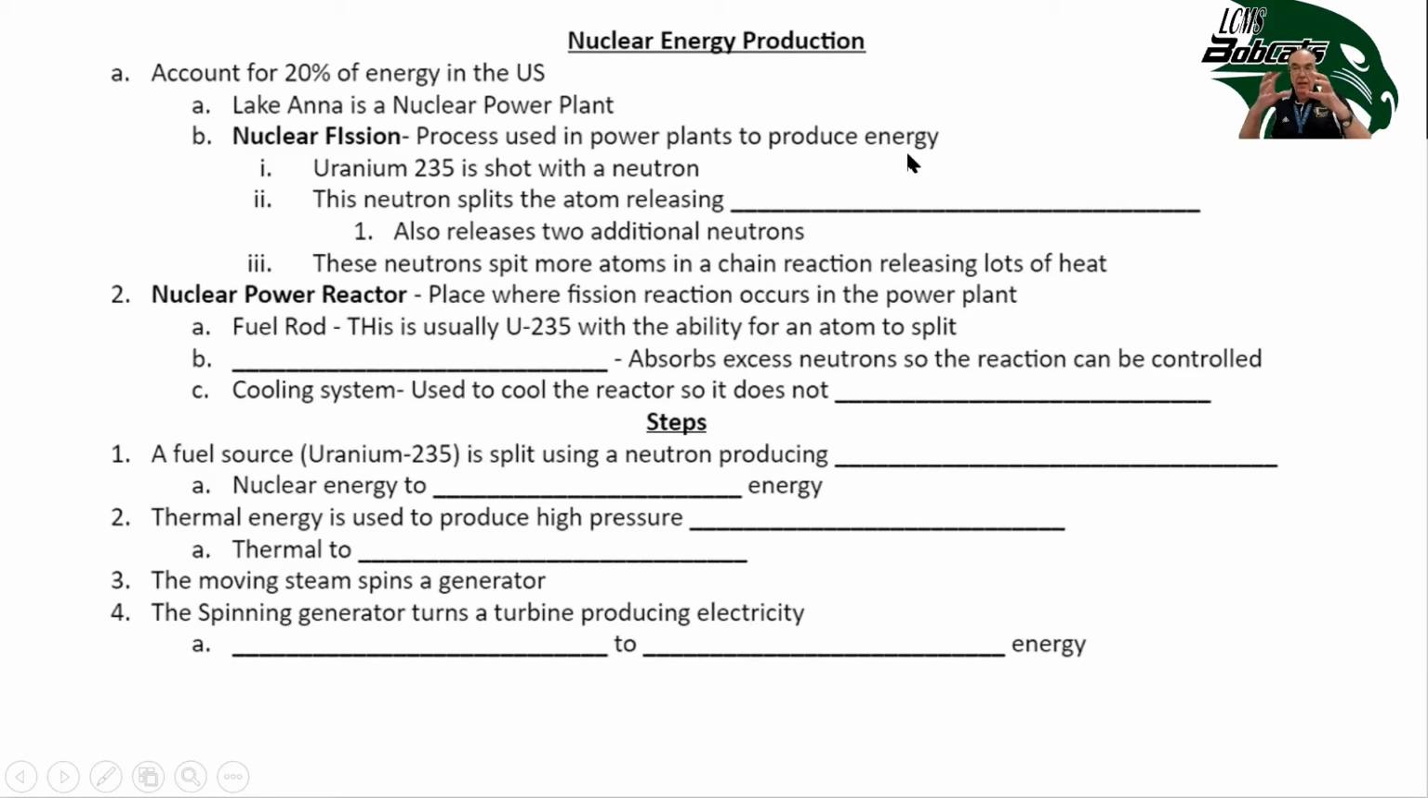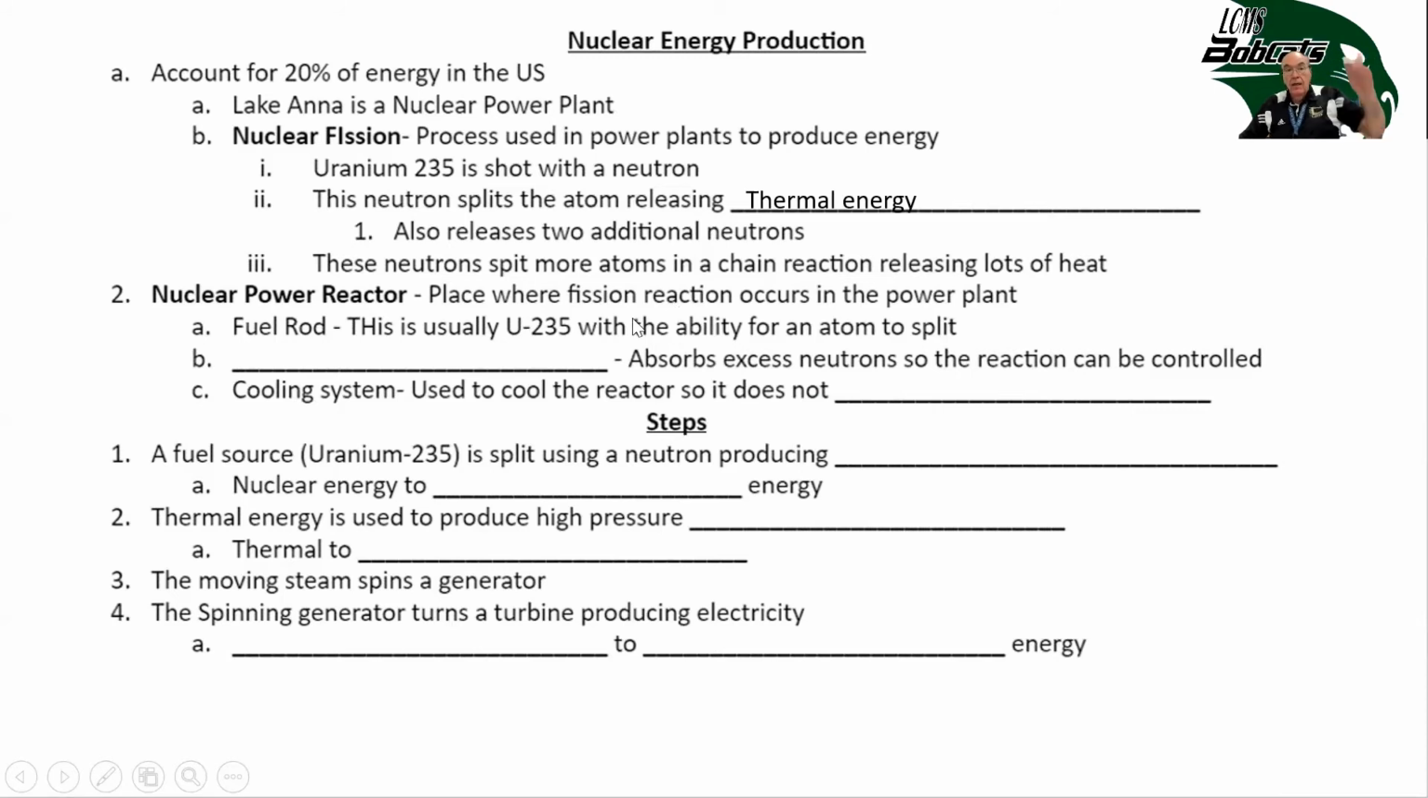The nucleus is big enough, with all those positive protons in there, that like charges repel. So it's kind of at the tipping point where the nucleus is unstable, and when you hit it with another atomic particle, it'll break. So the neutron splits the atom, releasing a lot of thermal energy. It also releases 2 additional neutrons that go and hit some other uranium atoms, and it starts a chain reaction. These neutrons put more atoms in the chain reaction, releasing a lot of heat.